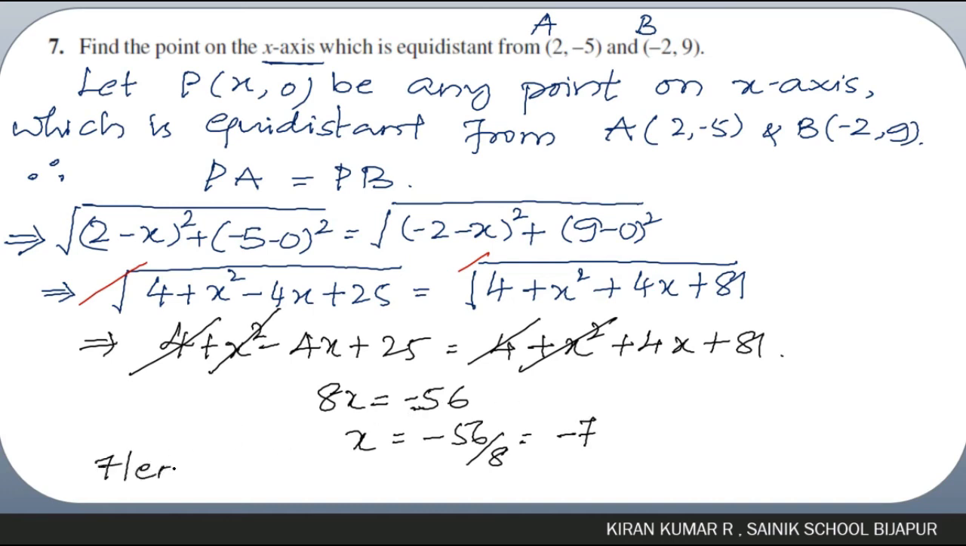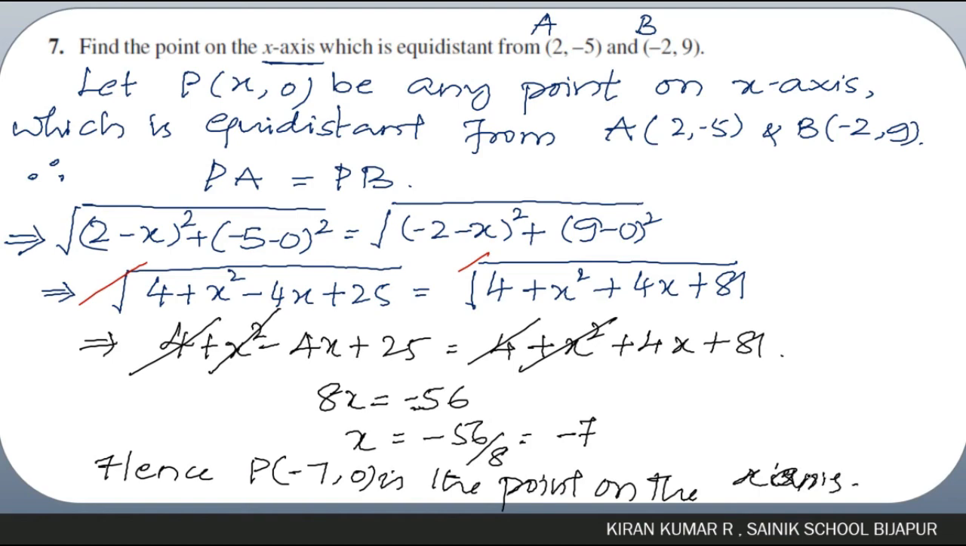Hence, P(-7, 0) is the point on the x-axis which is equidistant from the points A and B respectively.